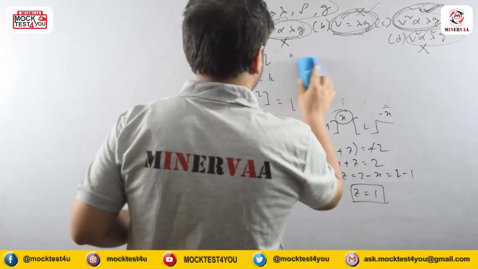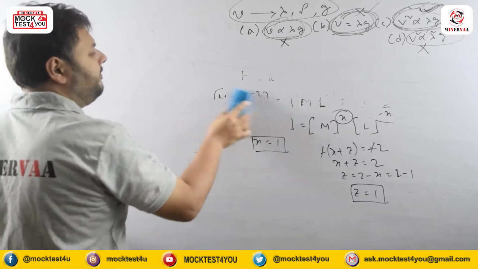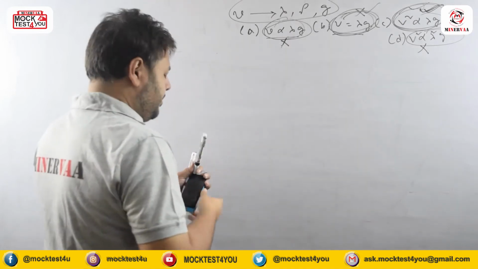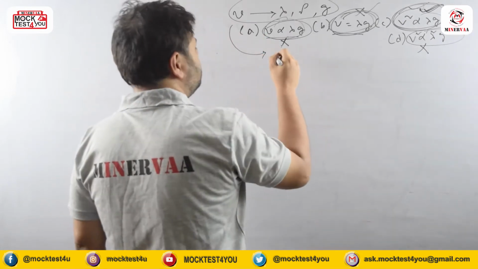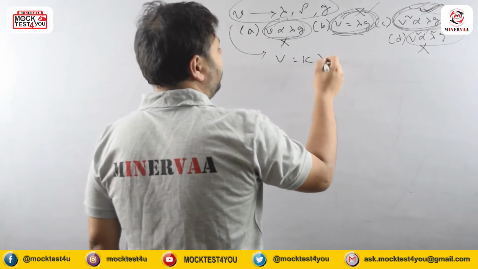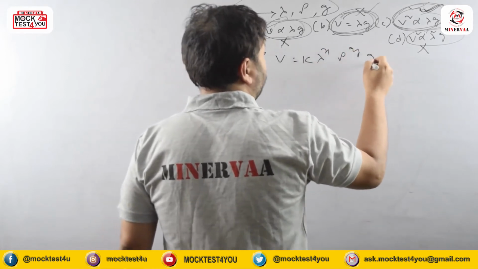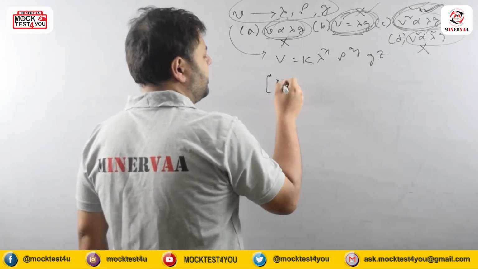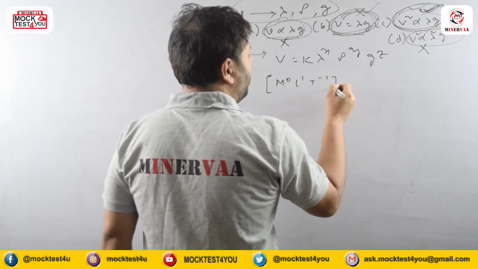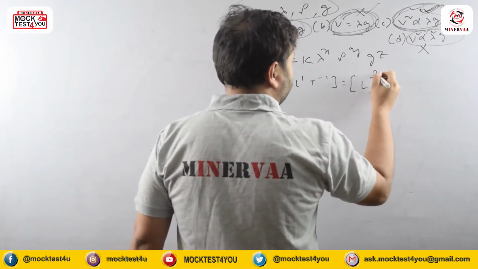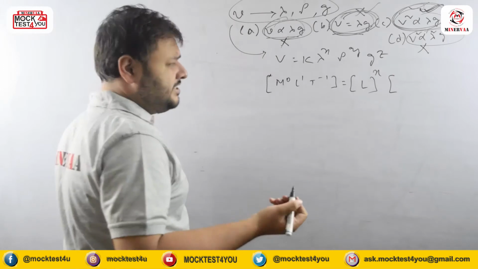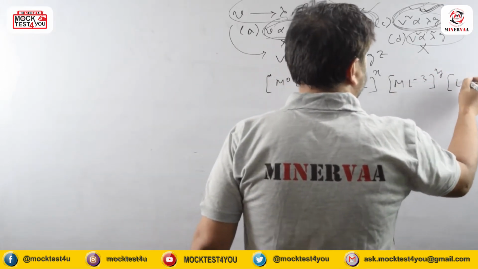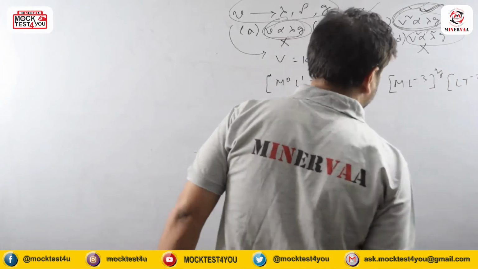And how we can do it properly, because not every time in exam we can be that sure with this kind of option or not. So what we can do actually from this, the same way, that v equal to k lambda to the power x, rho to the power y, g to the power z. So this was the trick, and when we use it, it is m to the power 0, l to the power 1, t to the power minus 1, lambda means wavelength, to the power x, length dimension simply, rho means density, so m l to the power minus 3 whole to the power y, and l t to the power minus 2 whole to the power z.